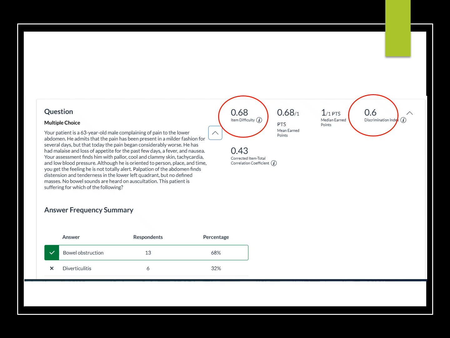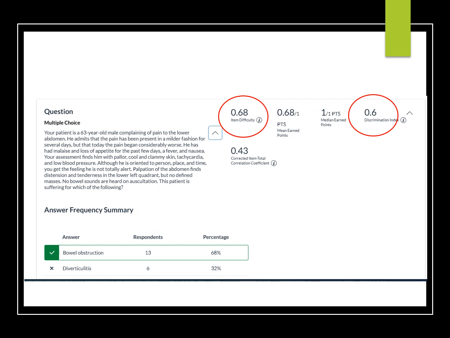Now, the discrimination index is 0.60, and that's excellent. It tells us that high-performing students were much more likely to get this question right than the lower-performing students. That's exactly what we want. It means the question is doing a great job in distinguishing between those who truly understand the material and those who may not. This kind of item strengthens your exam's reliability and validity. It's not just measuring recall, it's helping you identify who's ready to move forward and who might need some remediation.